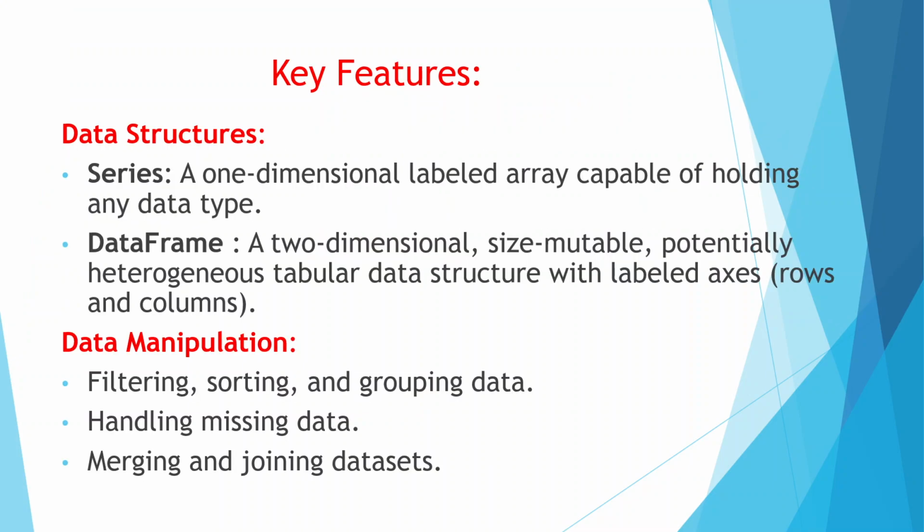So, what are the key features of pandas? Data structures. Series, a one-dimensional labeled array capable of holding any data type. The next one is DataFrame, a two-dimensional, size-mutable, potentially heterogeneous tabular data structure with labeled axes, rows, and columns. Second one is data manipulation: filtering, sorting, and grouping data, handling missing data, merging and joining datasets.